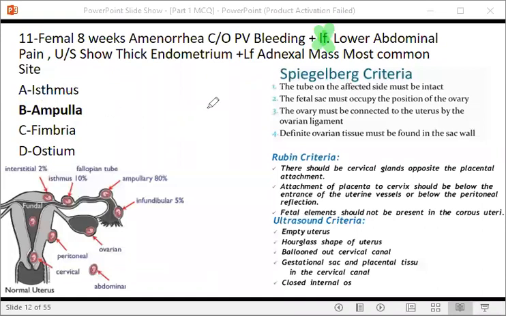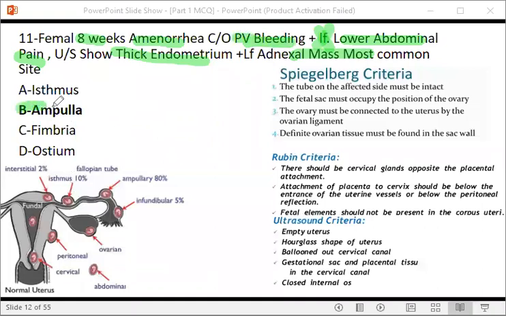This is a clear picture. 8 weeks of amenorrhea, pain, left lower abdominal pain or lower abdominal pain. Anyway, if you see amenorrhea with pain, pain is 100% sensitive to ectopic pregnancy. There is thick endometrium and there is a sac, and some bleeding. Okay, so this is mostly an ectopic.